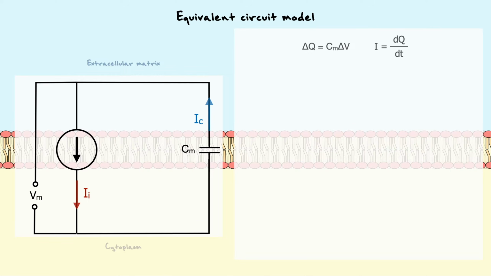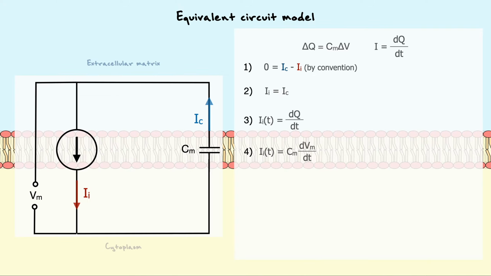Secondly, we know from Kirchhoff's current law that the sum of all currents at a node is zero. Because of our conventions, the injected current will be negative since there are positive charges going inside the cell. As such, the capacitive current is equal to the injected current. We can replace the capacitive current by its definition dq over dt. Then, we can replace dq by its definition.